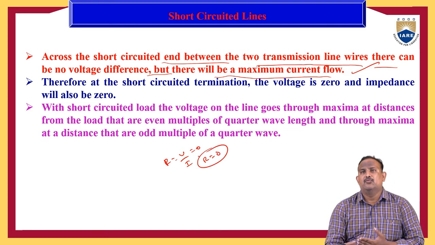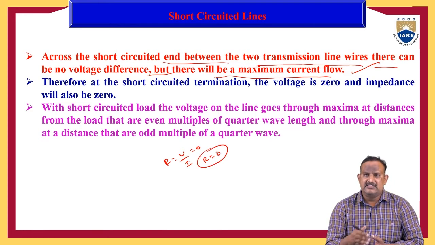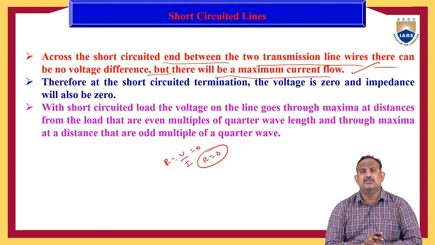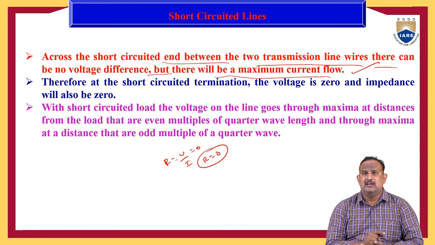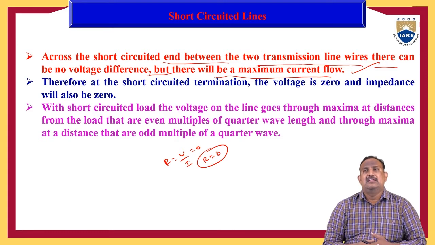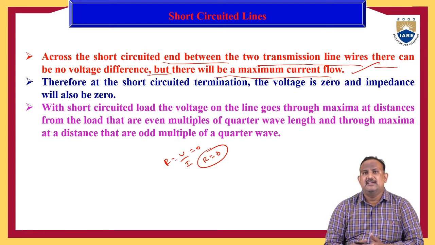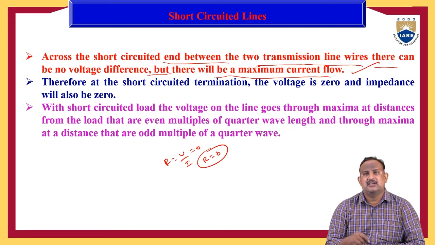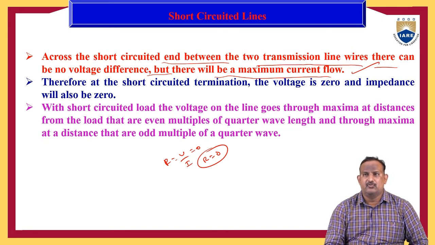Therefore, for an open circuited line, we have impedance equal to infinity. For a short circuited line, we have impedance equal to almost 0. With a short circuited load, the voltage on the line goes through minima at distances from the load that are even multiples of quarter wavelength and through maxima at distances that are odd multiples of quarter wavelength.